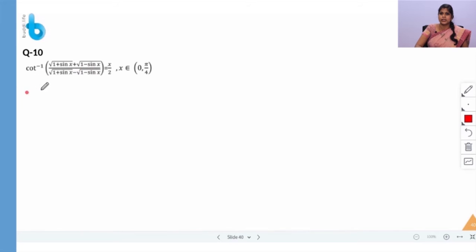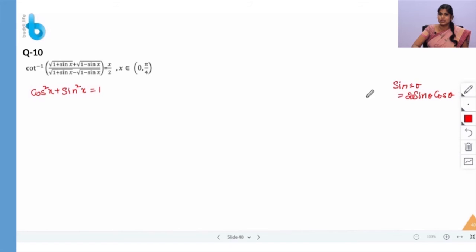And we already know that cos square x plus sin square x equal to 1. This we are going to use, and then we know sin 2 theta is 2 sin theta cos theta.